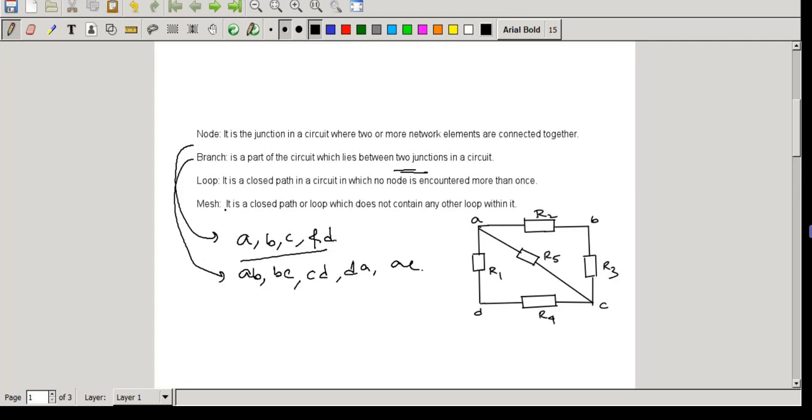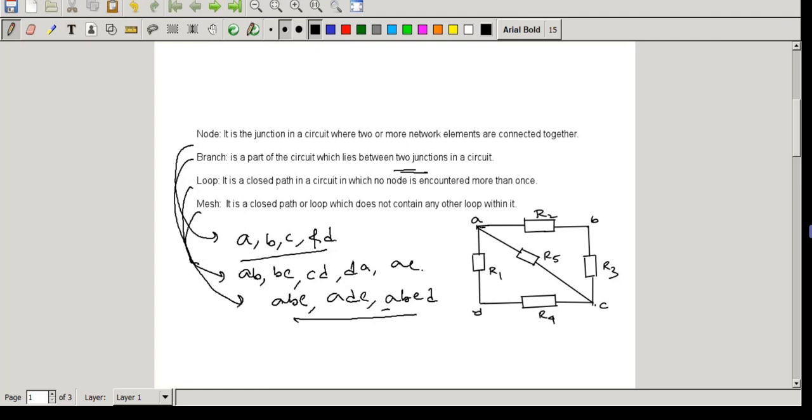Now coming to the next one, that is the loop, which is very important to identify in the circuit. The definition: it is a closed path in a circuit in which no node is encountered more than once. A, B, C will complete one loop. Another loop is A, D, and C. So as per the definition, in this figure the loops are A, B, C; A, D, C; and the last loop, that is A, B, C, D. So there are three loops in this circuit.